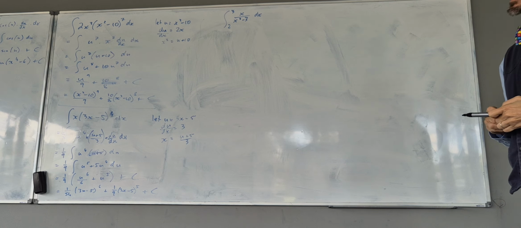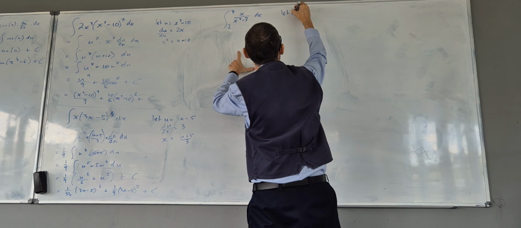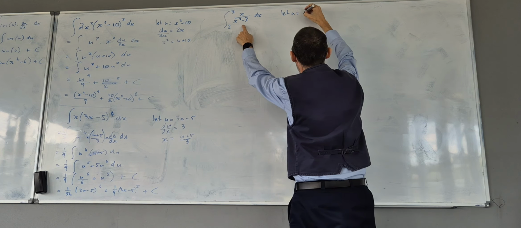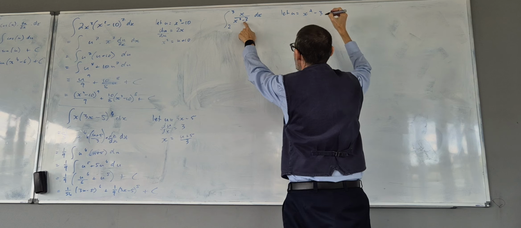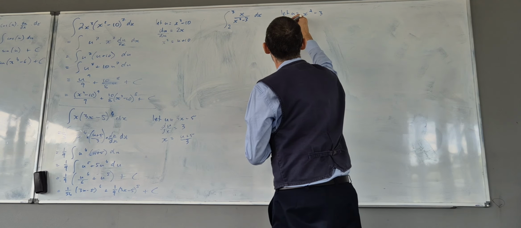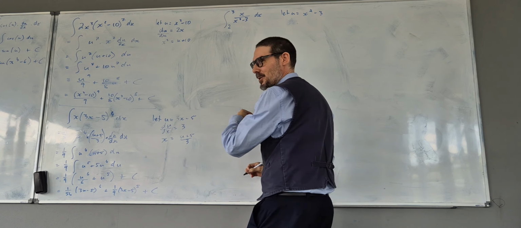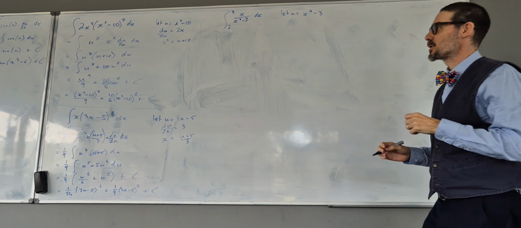Ben, do you want to have a go and tell me what the u substitution should be? Is it x squared minus 3? Uh-huh, because the derivative is up here. Almost. Do you want me to do it the long way or the short way? Let's do the short way.